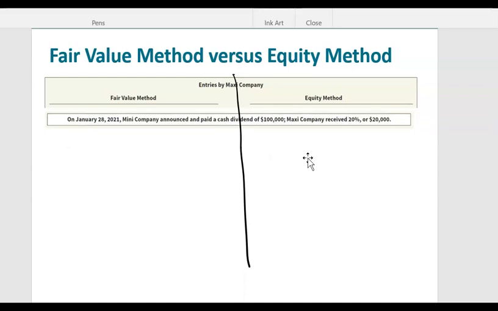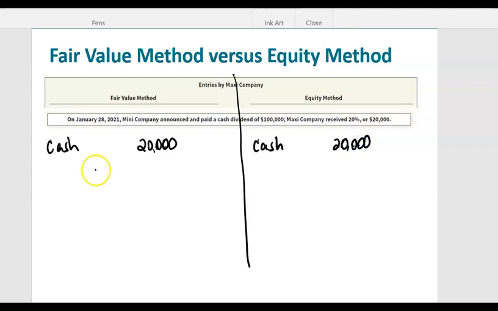On January 28th, 2021, Mini Company announced and paid a cash dividend of 100,000. Maxi Company received 20% or $20,000. In either case, whether we're looking at the fair value method or the equity method, when we receive a dividend, we receive cash. What changes is the other side of this journal entry. But regardless of the accounting treatment, we get cash of 20,000.